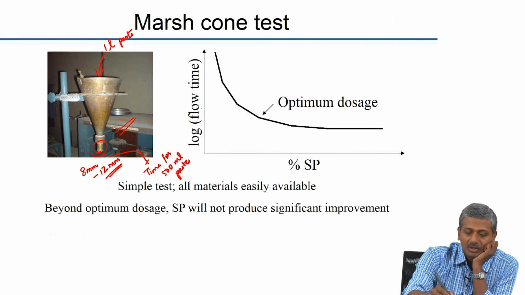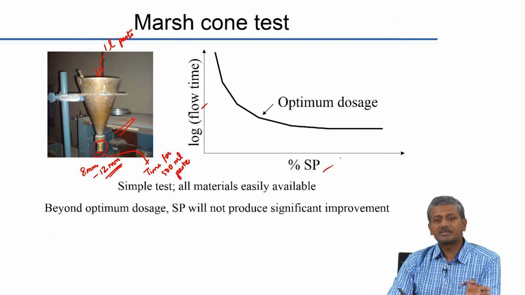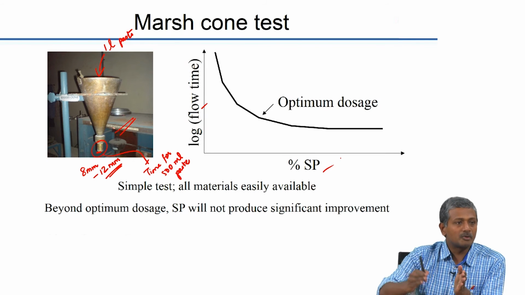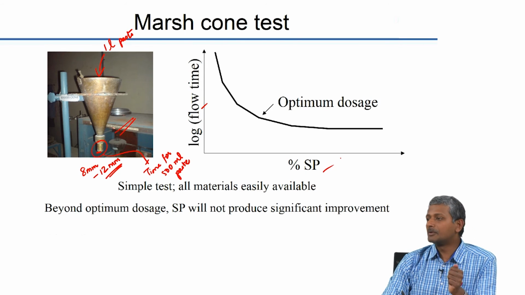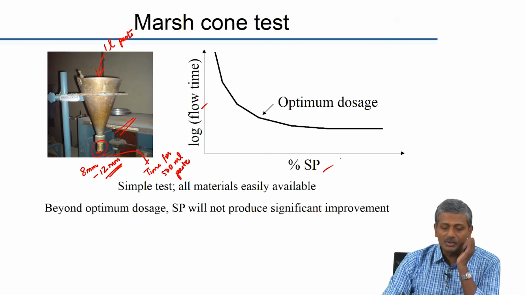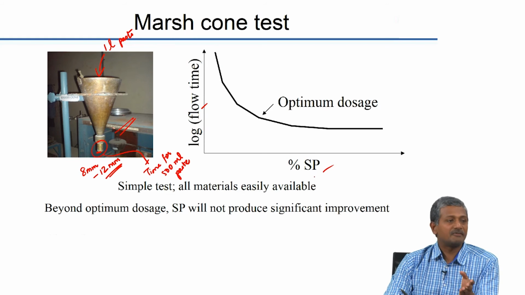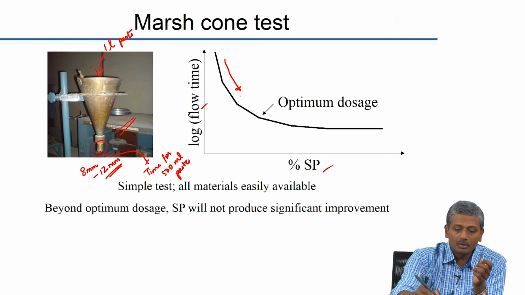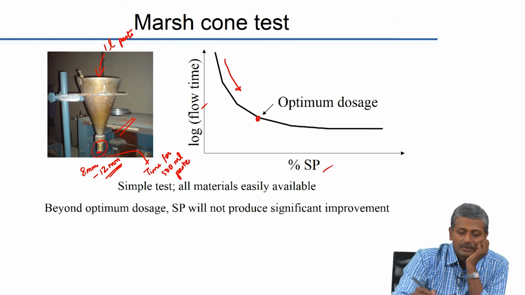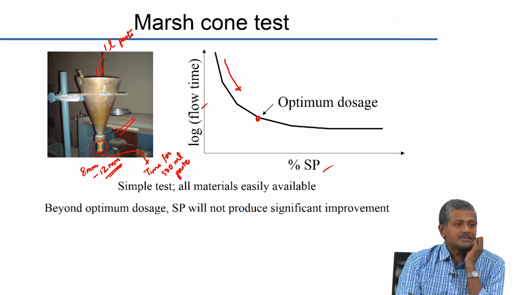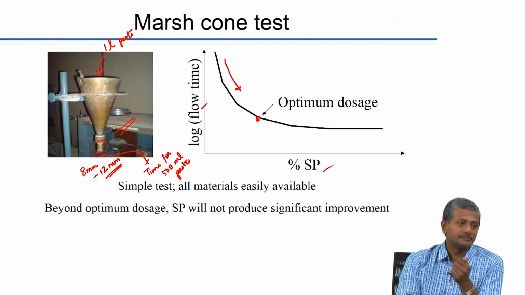And when you plot this flow time against the superplasticizer dosage, so you prepare cement paste mixes with varying superplasticizer dosages, increasing from 0 to the maximum permitted value in the system. What you will see is when you plot the flow time against SP dosage, as you have more and more SP available, you will have a reduction in your flow time. But beyond a certain point, there is no significant decrease in flow time with an addition of extra superplasticizer.